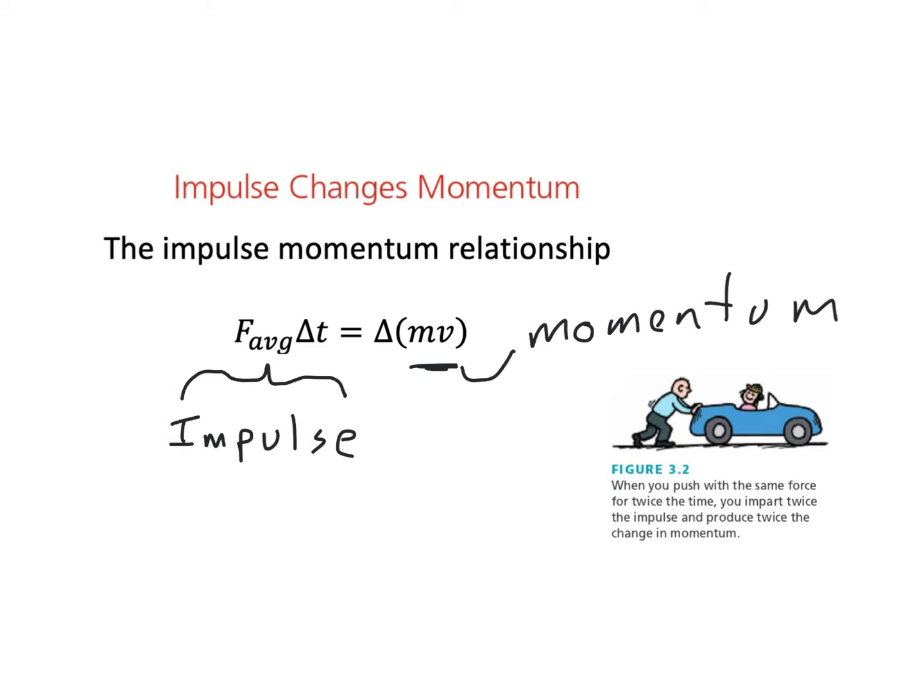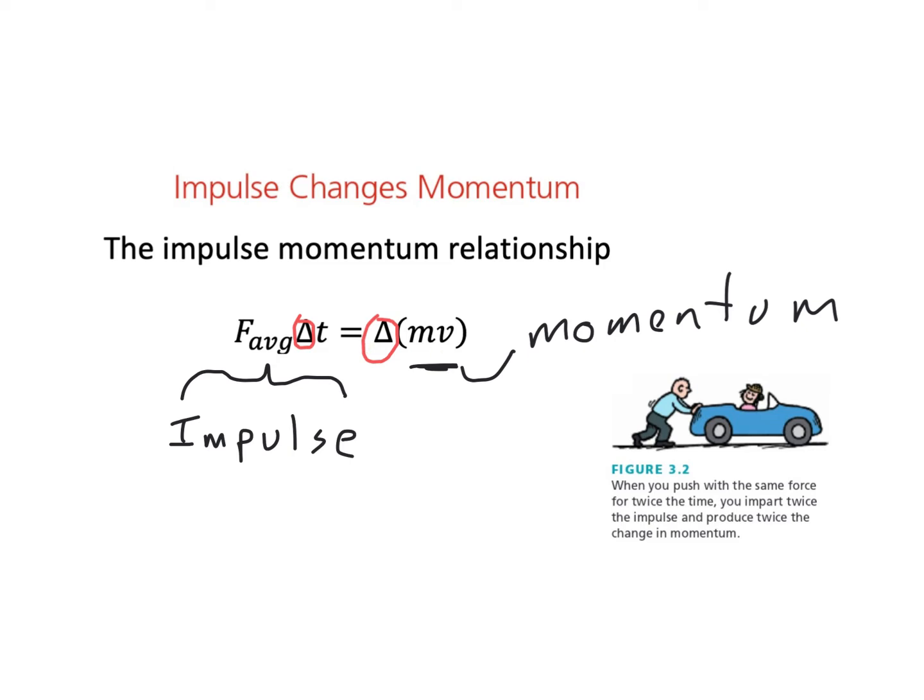And of course, you might remember that this triangle here is actually not a triangle, it's the Greek letter delta, and it means change in. And so here we see a delta there and a delta there. So this is F average delta t, that means the force times the change in time, is equal to the change in m times v, which is the momentum. The impulse equals the change in momentum.